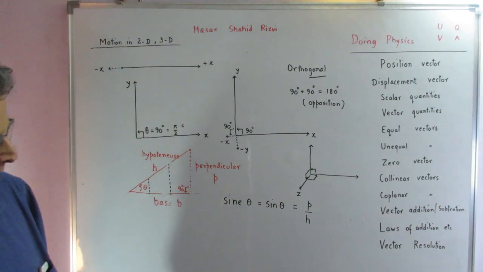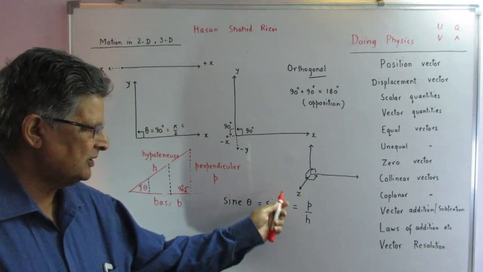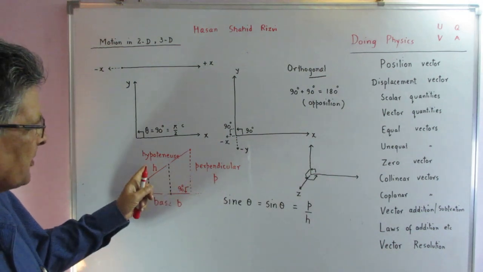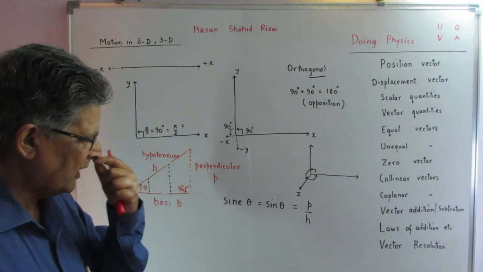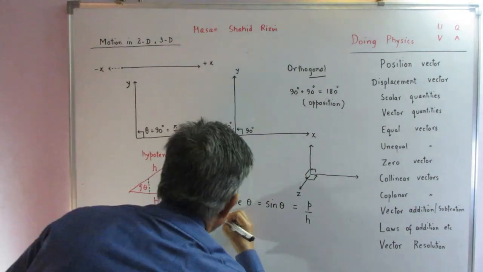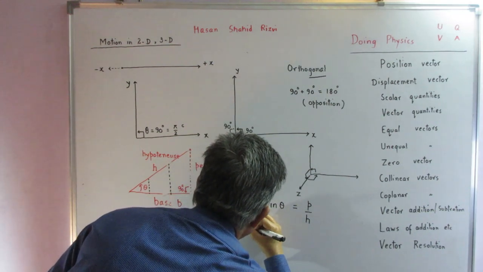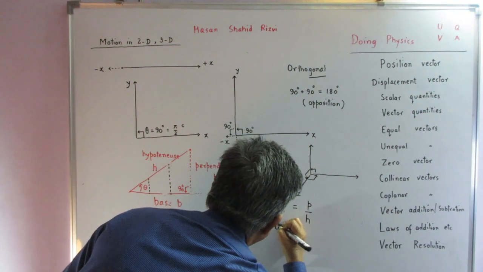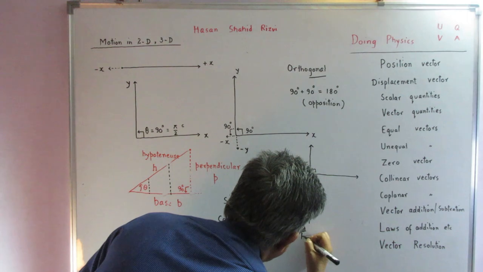So that means, for a given theta, this is a relation: sine theta is perpendicular upon hypotenuse. Then we have another thing, cosine theta, which we write as cos theta, and which is base upon hypotenuse.